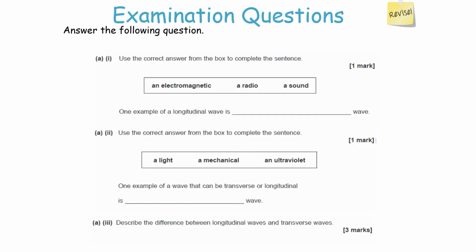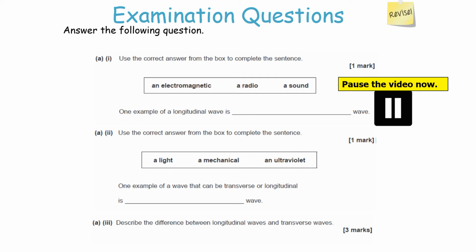So let's have a look at the following question. One example of a longitudinal wave is either an electromagnetic wave, a radio wave, or a sound wave. And one example of a wave that can be transverse or longitudinal is a light, mechanical, or an ultraviolet wave. And describe the difference between longitudinal and transverse waves. So pause the video now and unpause the video when you want to go through the answers.